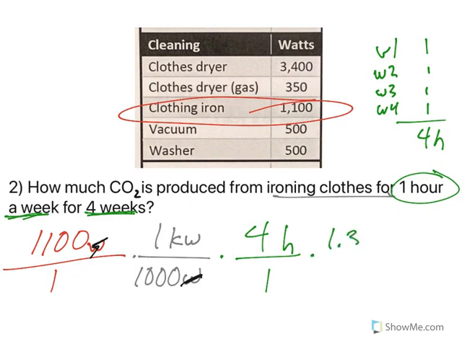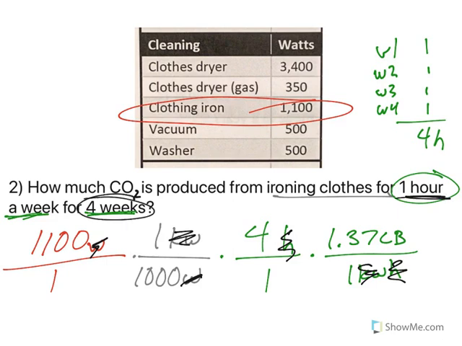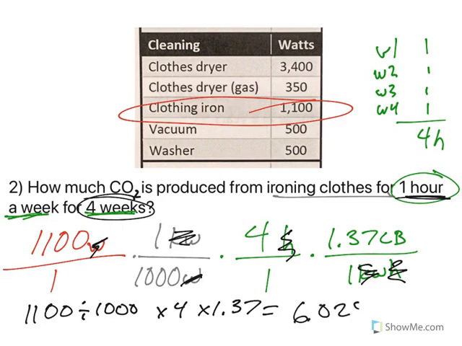Then I would take that, multiply by 1.37 pounds over 1 kilowatt hour. So you have to make sure you're paying attention to the words so that you know how many total hours. It's not just 1 because you're doing that for 4 weeks. So I have 1,100 divided by 1,000 times 4 times 1.37, which gives me an answer of 6.028 pounds of CO2.